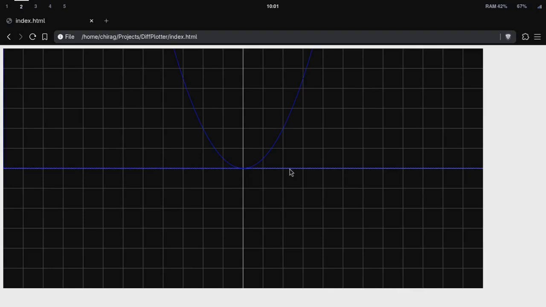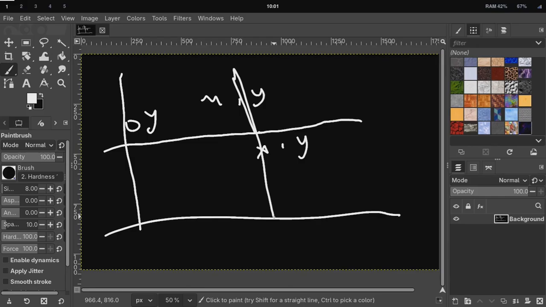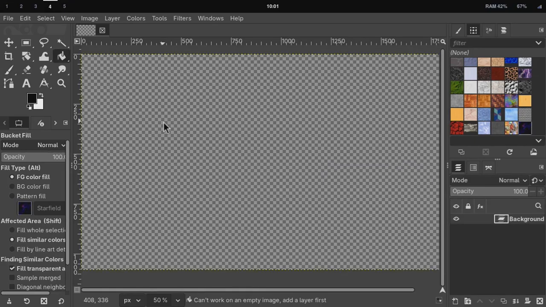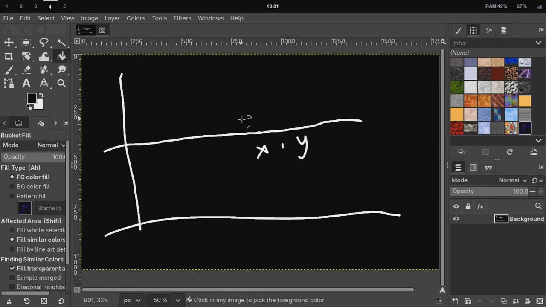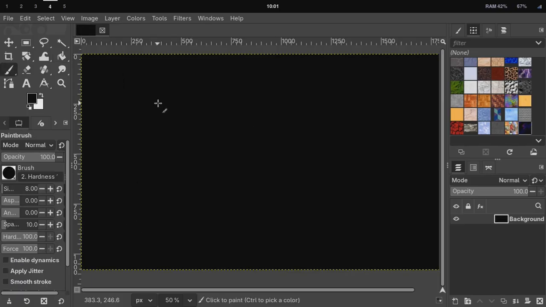Now the derivative function, okay, let me just refresh this. So the derivative function, we will be using the limit approximation for it. Let me be really clear. So what is the limit approximation? Let me tell you what is derivative approximation.